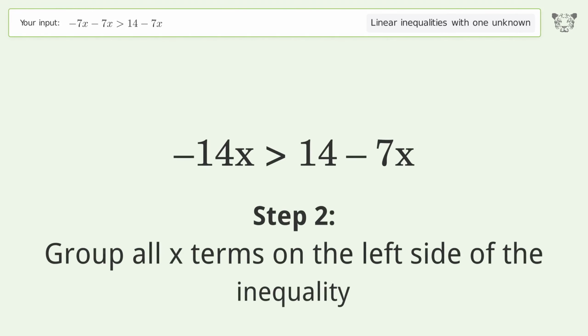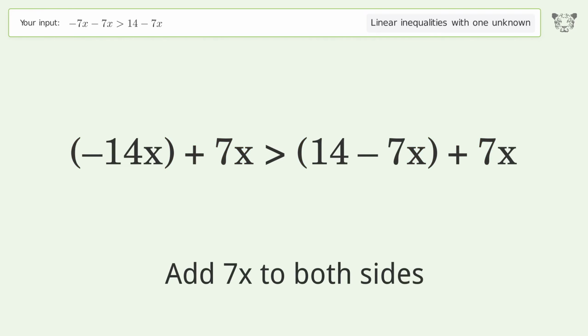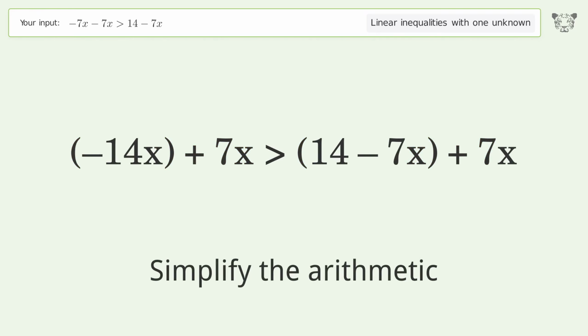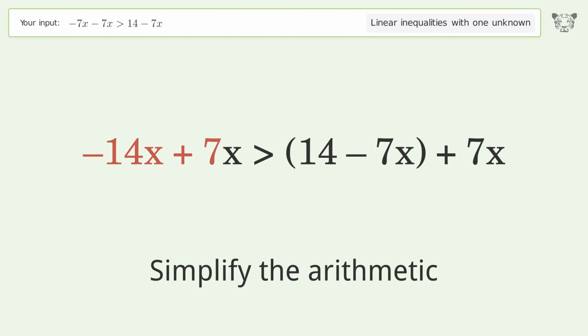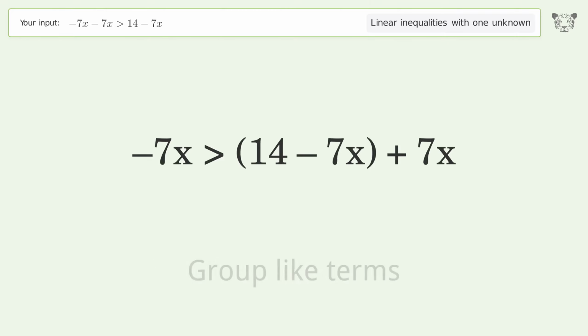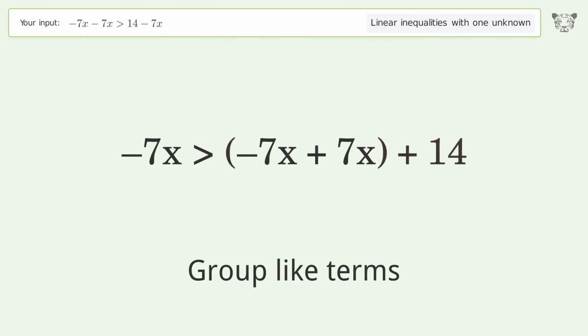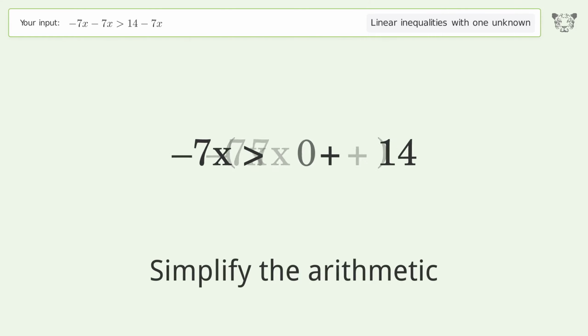Group all x terms on the left side of the inequality. Add 7x to both sides. Simplify the arithmetic. Group like terms. Simplify the arithmetic.